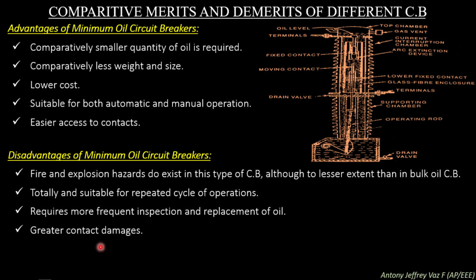Greater contact damage. Since the arcing chamber is very small and the contact length, that is the movement of contact, the separation of the moving and the fixed contact, is very small, the damage caused by the arc, pressure and heat directly affects the moving contacts. So the contacts of the minimum oil circuit breaker have to be replaced frequently.